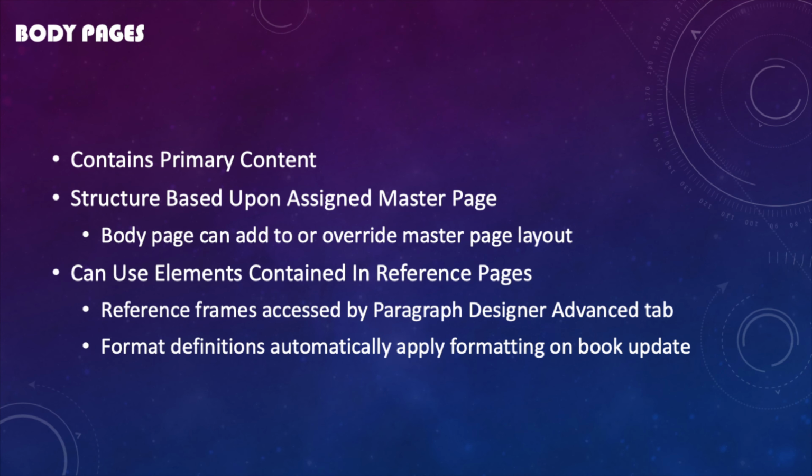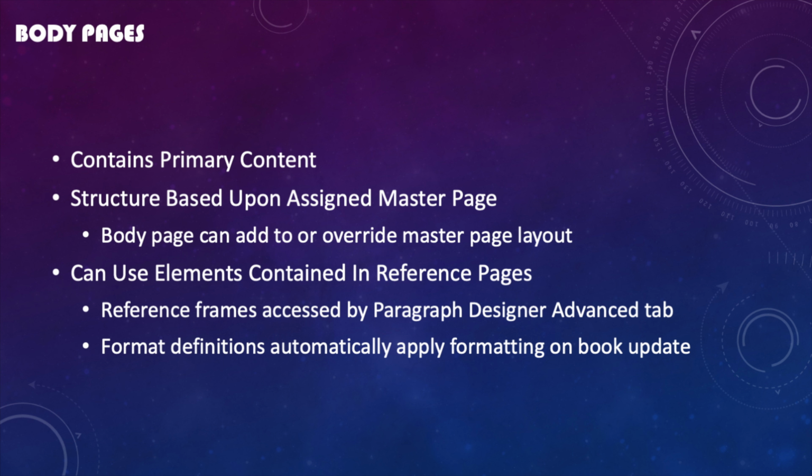Body pages contain primary content. You can type content straight into the flow defined by the master pages, or you can import from something like Microsoft Word into the document. The structure of the body page is based upon the assigned master page, but you can add to or override the structure as you see fit. You're not stuck with the master page layout per se. You can change it up on the body page itself, you can add to it, you can make it look however you want. That's called an override in FrameMaker.